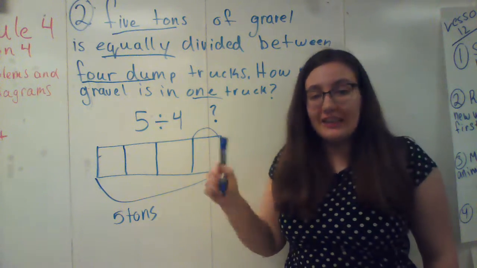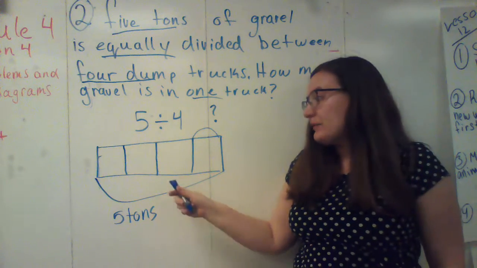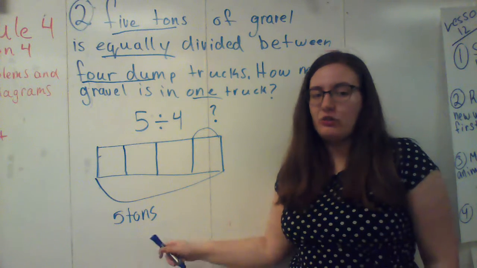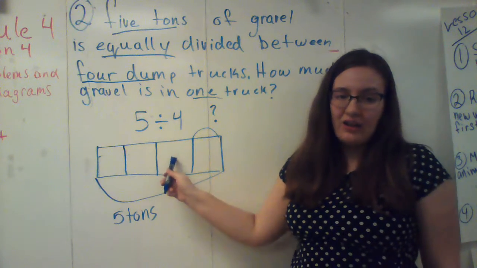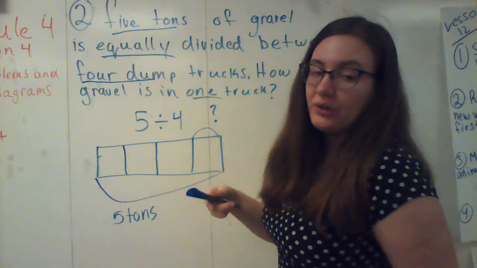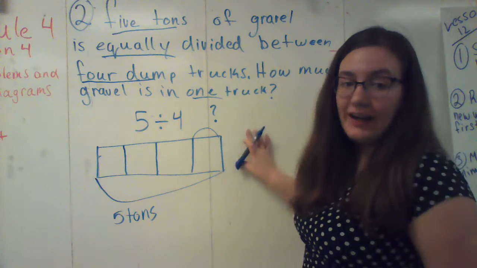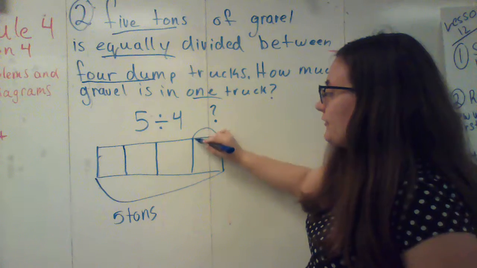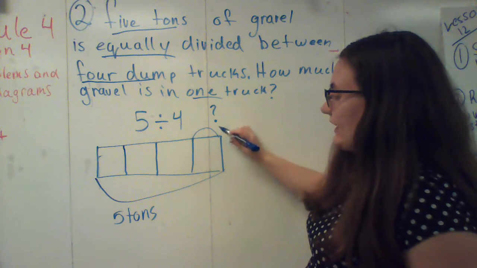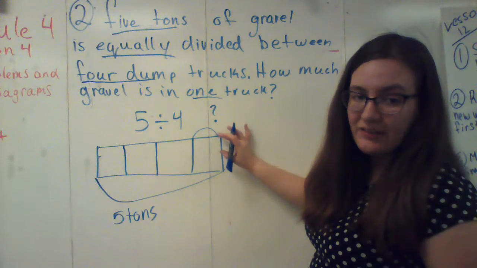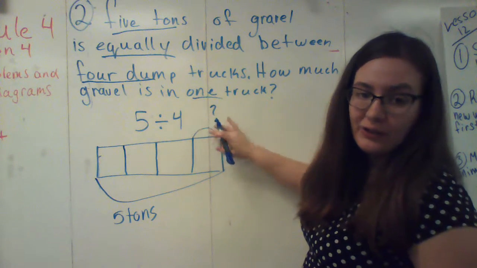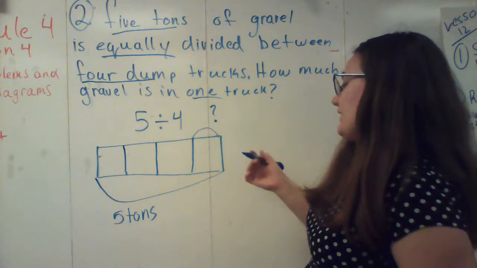Before, that was really easy, because I know that if I keep counting up by 2s, that would get me to 8. But how do you count up to 5 and still do it equally? And that is where our fractions come in, so that we can do that. To find this space right here, I have to figure out what 5 divided by 4 is to figure out this one unit.